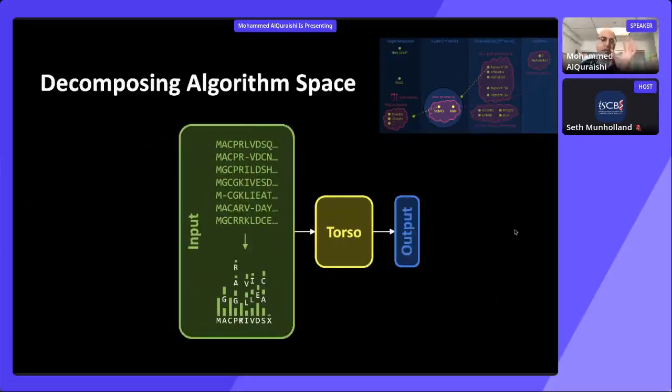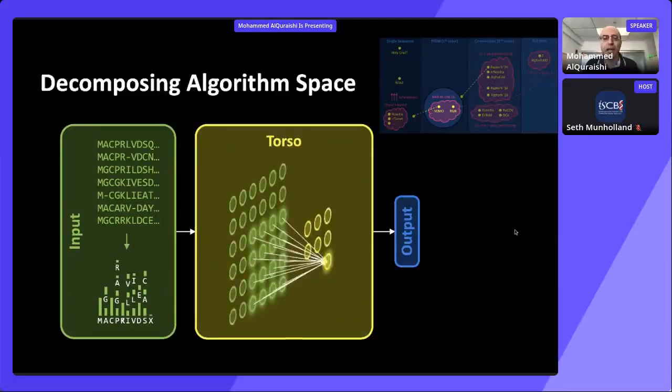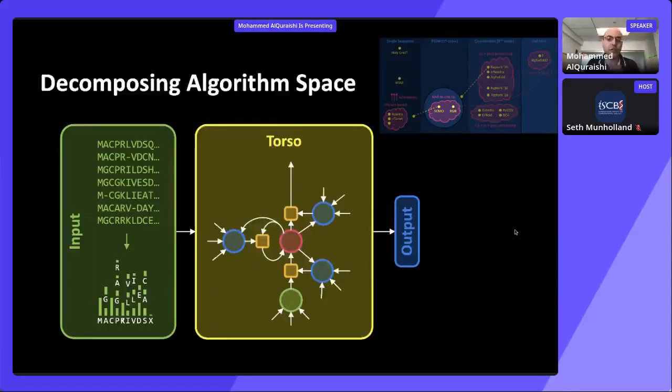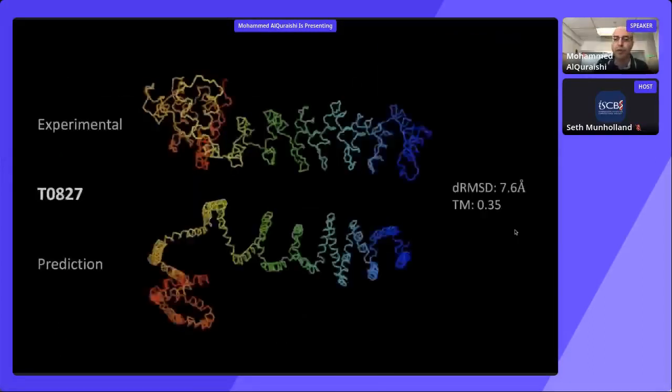Now, I mentioned this earlier in the first construction of the RGN. It was not really a single sequence. We still used a multiple sequence alignment, but that was turned into a position-specific scoring matrix, which was then used as the input. So it was somewhere in between those two extremes. And for the torso, there are many different options. At the time, we had used an LSTM or a recurrent neural network. Now, much of the focus in this space is on attention-based architectures like the transformer.